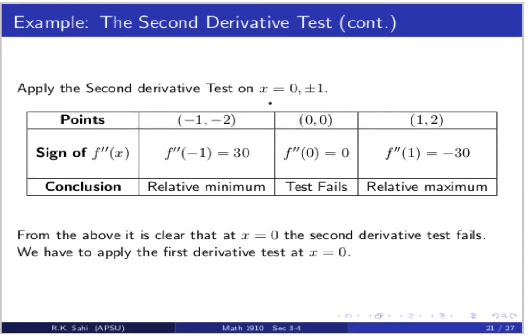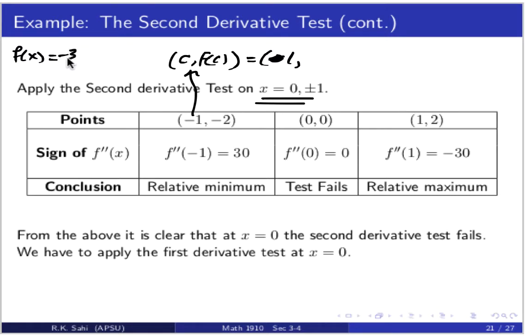So we apply the second derivative test on the critical numbers 0 and plus or minus 1. What are the points? Minus 1 and minus 2. Remember, this is c and f of c. So which is minus 1. And remember the function f of x is minus 3x^5 plus 5x^3. So when you put minus 1 here, the answer is minus 2. Similarly, 0, 0, and 1, 2. Then you're going to look at the sign of the second derivative. So evaluate the second derivative at minus 1: positive.